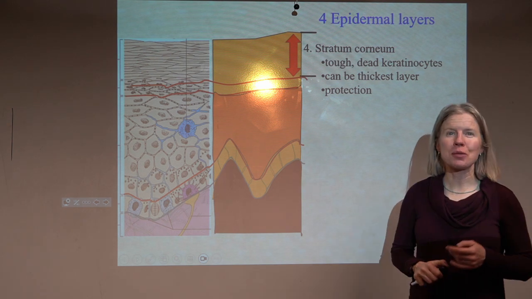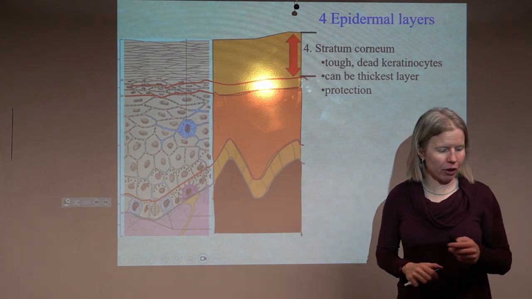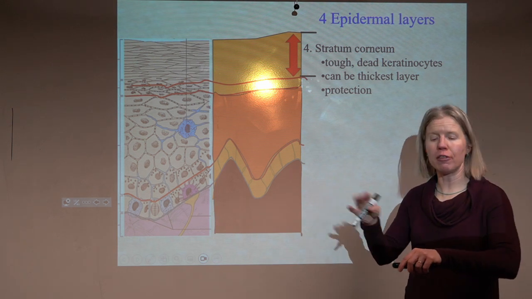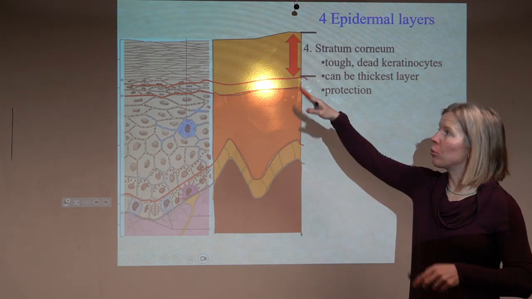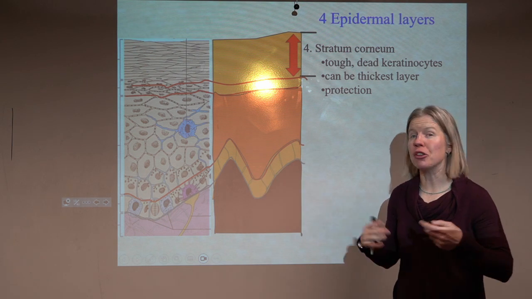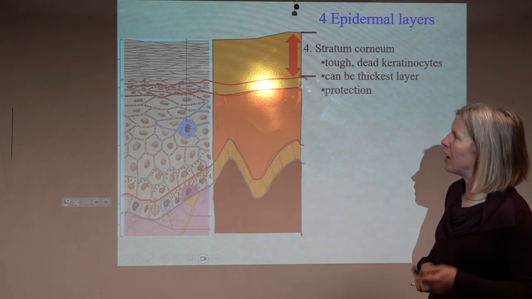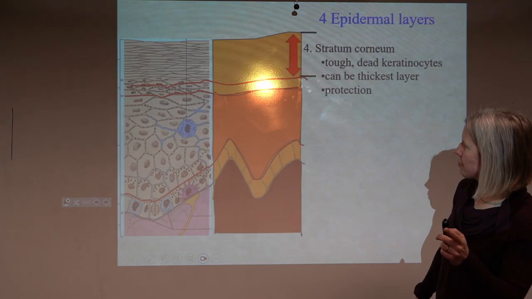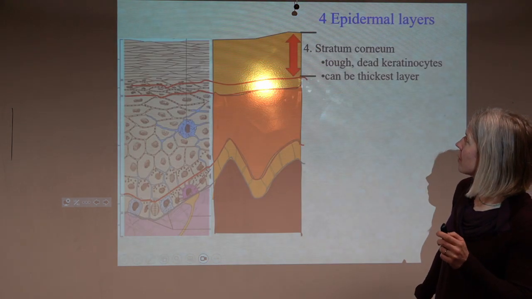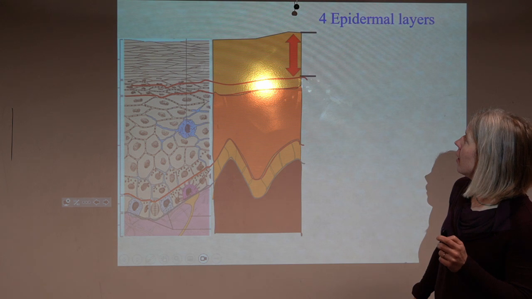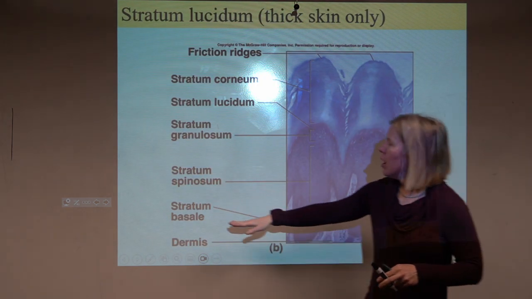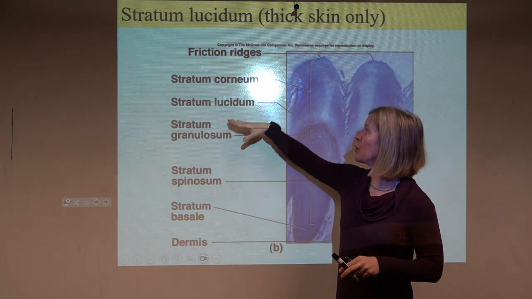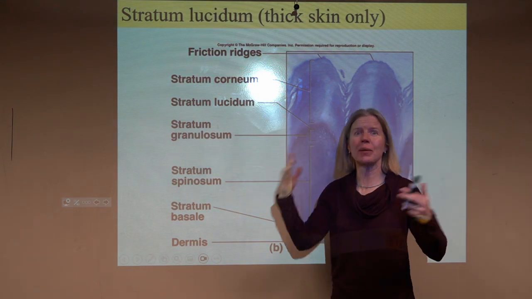Okay? This is protecting all those other underlying layers. These cells are going to fall off. It doesn't matter if a microbe gets in here, it's just going to be shed momentarily anyway. Right? So that is the stratum corneum. Now, okay, stratum basale, stratum spinosum, stratum granulosum, stratum lucidum, stratum corneum.